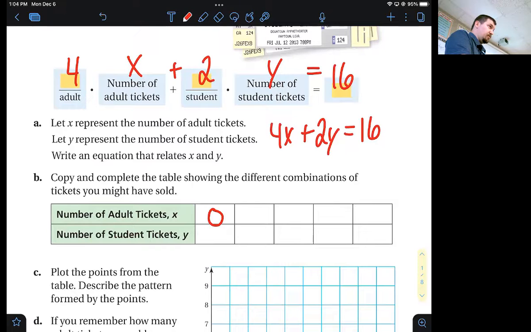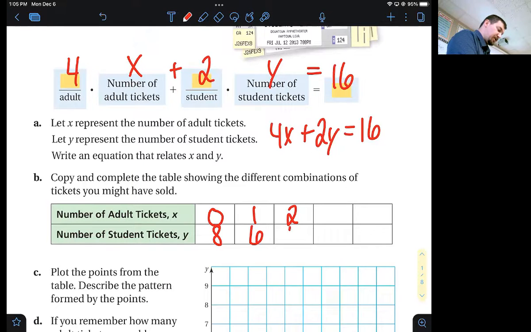And since each student ticket is $2, how many student tickets would that have been, Carter? 8. Nice job. I could also have sold 1 adult ticket. Now that's $4 if I sell 1. So now we're at 16 minus 4, which is 12. If the rest of them were student tickets, what's 12 divided by 2? 6. I could have sold 2 adult tickets. 4 times 2 is 8. So 16 minus 8 is also 8. What's 8 divided by 2 for each student?